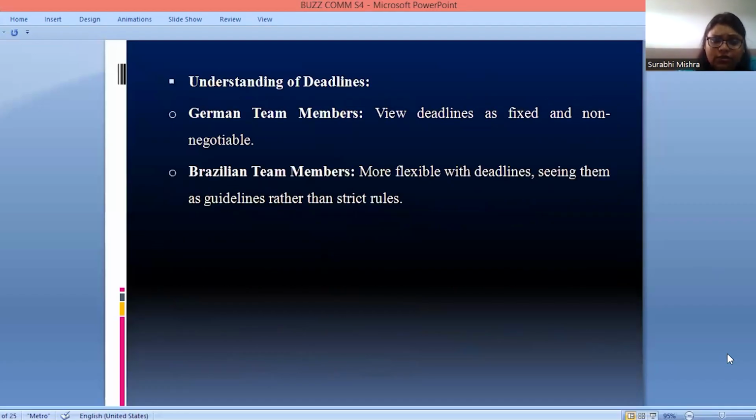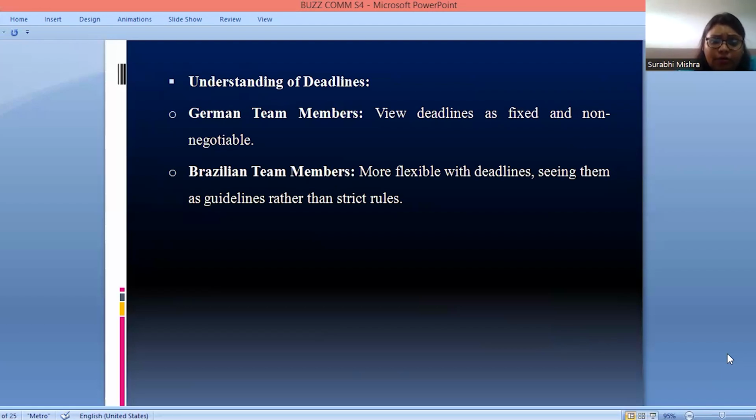Understanding of deadlines, right? When we talk about German team members, they view deadlines as fixed and non-negotiable. For German team members, the deadlines were fixed. They don't negotiate on deadlines. If the deadline is fixed, they will do the work before the deadline. They'll submit it before the deadline, right?